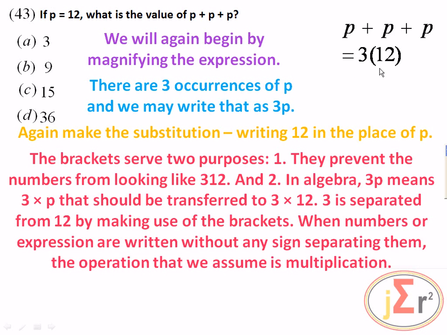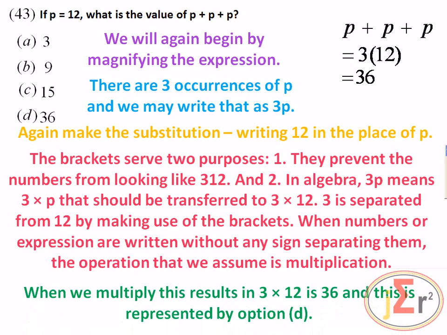So we have the 3 and we have the brackets which enclose the number 12. Between the 3 and the bracket, there is no arithmetic operation. So we do not see a multiply, a divide. We do not see subtraction or division. Therefore, since we do not see any sign, what is the operation that we assume, Jerry? Multiplication. Right, so it is multiplication. So 3 12s, 36. When we multiply, this results in 3 times 12, which is 36. And this is represented by option D.